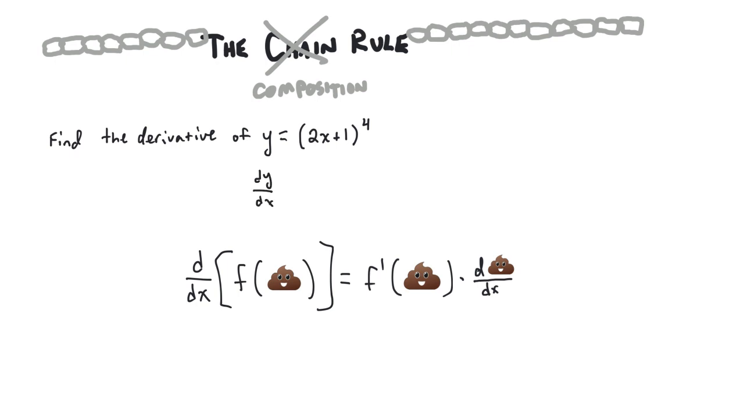The derivative of (2x plus 1) to the fourth power is going to be equal to 4 times (2x plus 1) to the third power. And then don't forget to clean up the poop, and that is multiply by the derivative of 2x plus 1, which is 2. And thus, the derivative of (2x plus 1) to the fourth power would simplify to 8 times (2x plus 1) to the third power. And at that point, you could decide whether you wanted to expand (2x plus 1) to the third power using the binomial theorem, or just leave it as is.